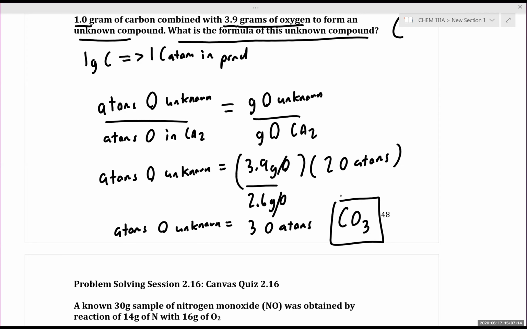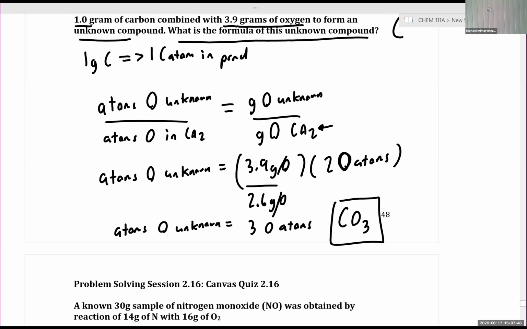Let's see. So that's a formula, atoms of oxygen of unknown. Yep. Okay, where do the 20 atoms come from? Oh, that's not a 0, that's an O. Okay, so 2. Okay, where did the 2 come from? In carbon dioxide, CO2, how many oxygens do we have? Oh, okay.